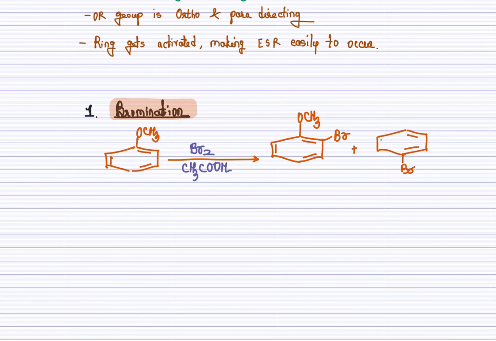So it is like 2-methoxy, or para-bromo anisole and ortho-bromo anisole. Now remember, due to steric hindrance, this is always major and this is always minor. So this one here is 2-bromo anisole and this one here is 4-bromo anisole. So this is the first reaction. The second reaction that we take up here is the Friedel-Crafts reaction.